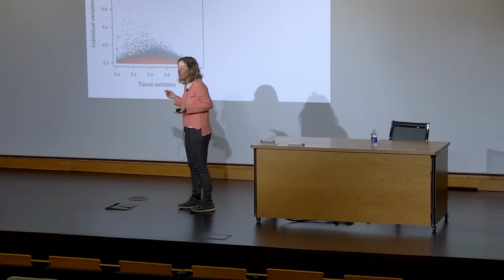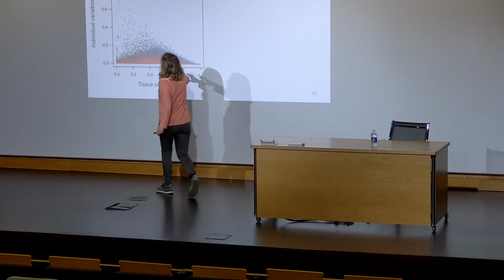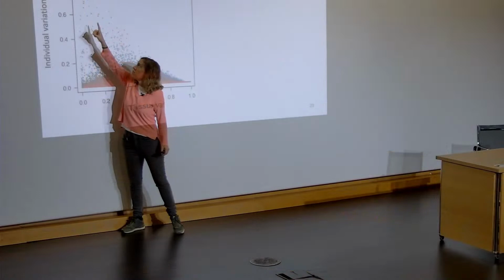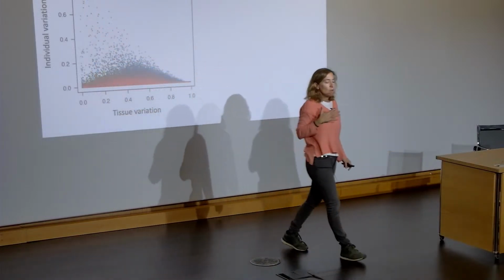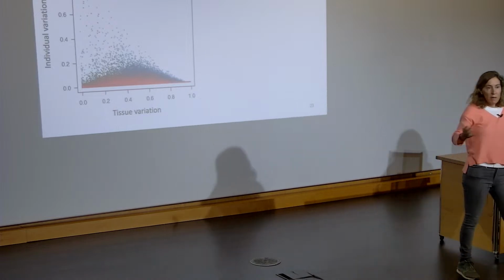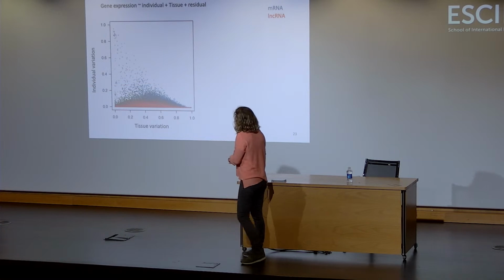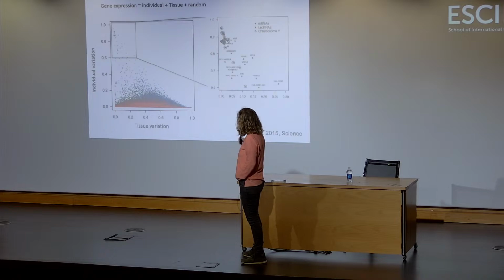But what's interesting about this analysis, and every doctor would have told us that gene expression was going to change more across tissues, is that there are some genes where this is not the case, and some genes change a lot between individuals. These genes are important because they can tell us, again, what makes each individual unique. So, 47% variation by tissue, 4% variation by individual.